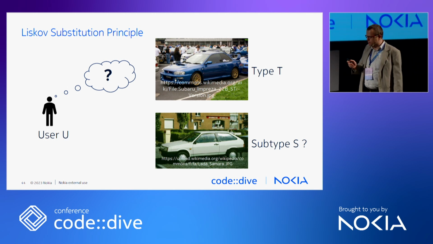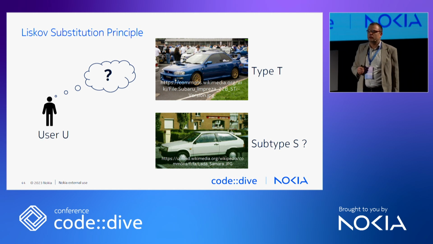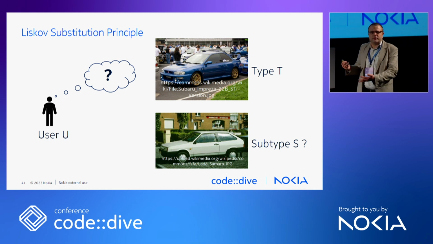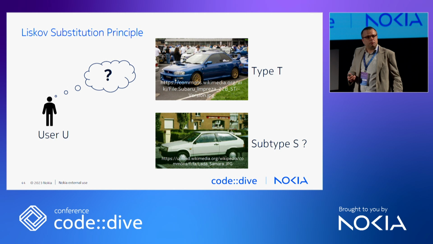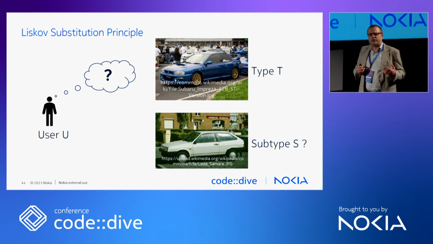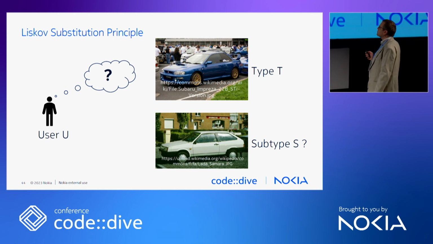Now this car example. User U is a driver, and he drives the blue car. Now they take away the blue car from him, and they give the white car to him. Will he notice the difference? Probably not, because he's a very careful driver. He never overspeeds. But if he was a race driver, he would never want to change 300 horsepower to just 50 horsepower. So in this case, this wouldn't be the subtype.